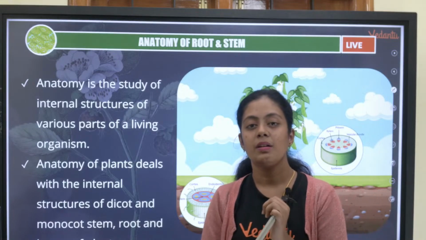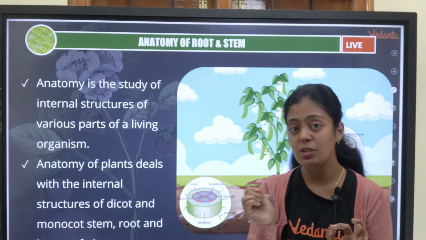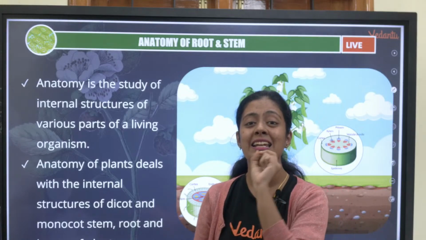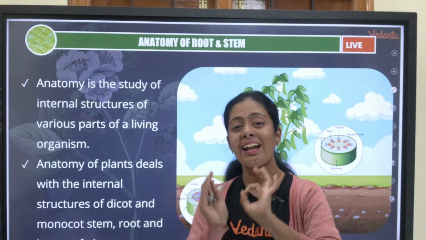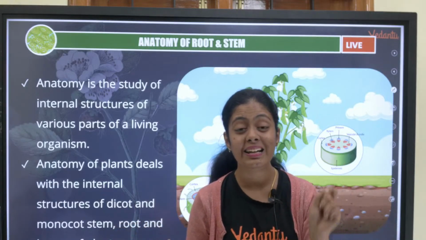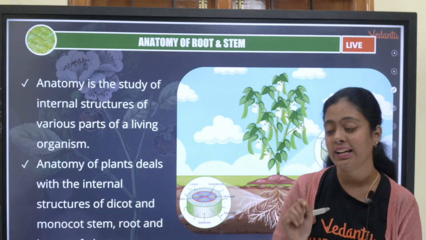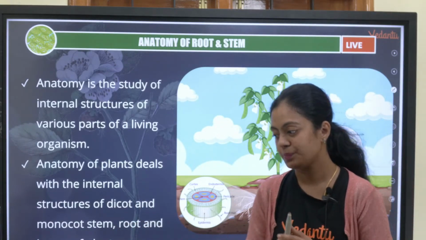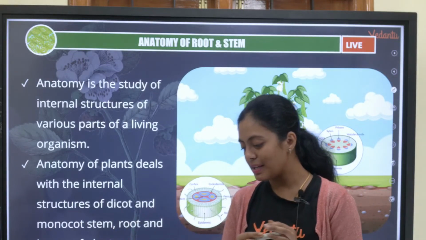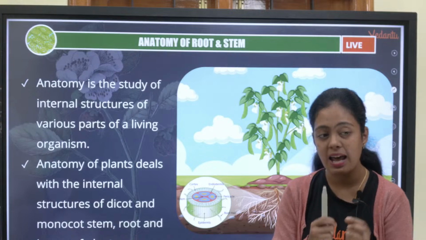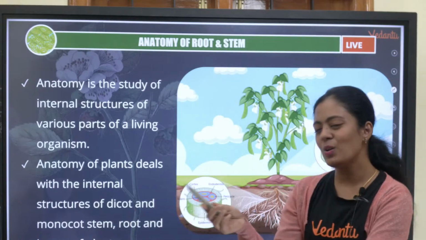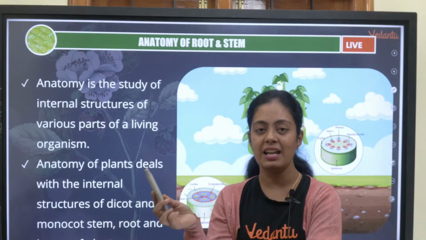Listen to my question carefully. The presence of lignin in the cell wall is a characteristic of dash tissue. Presence of lignified cell wall is a characteristic of dash tissue. Very good. Sclerenchyma. Super. Very nice.